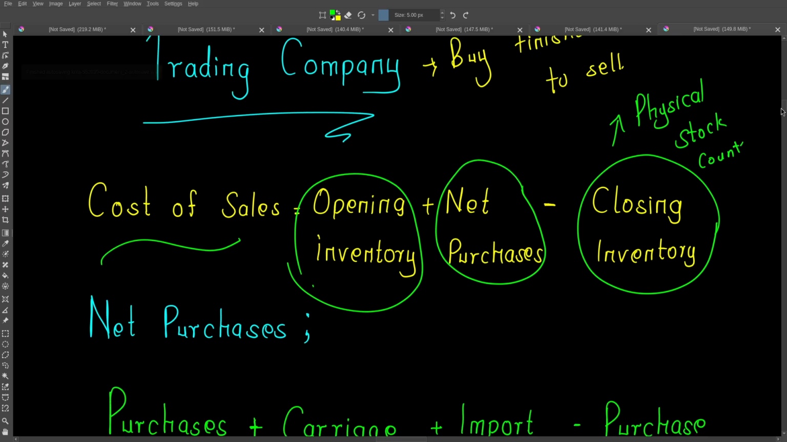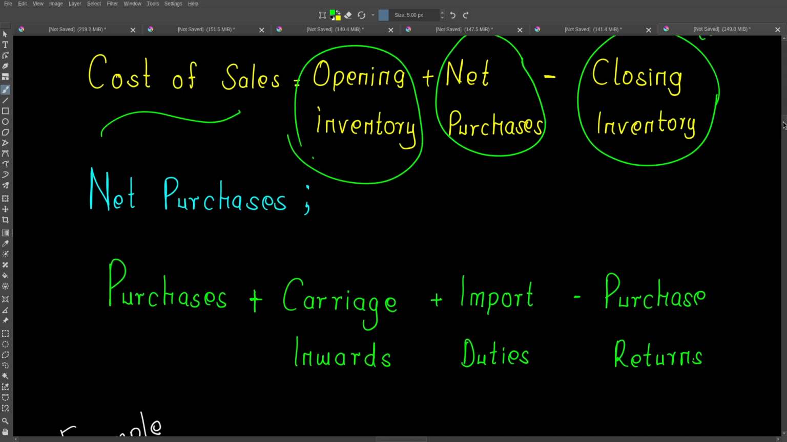Let us look first at the net purchases. The net purchases include the purchases that you've bought, that is the price of the goods that you bought. Let's say for example, you are buying cups, so the cost of the cups. Let's say you had imported them, so there is the carriage inwards, the freight, that is the cost that you've incurred to bring those cups into your business, into your warehouse. That is what you are calling the carriage inwards. It could also be the import duties or the custom duties that you paid when you are importing.